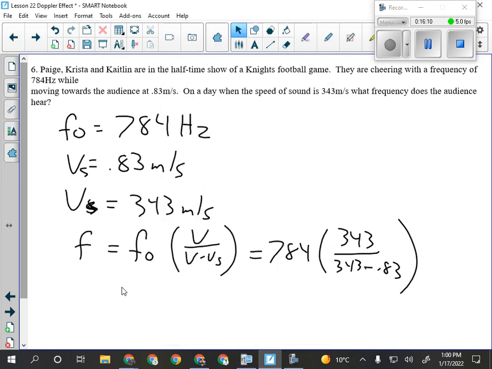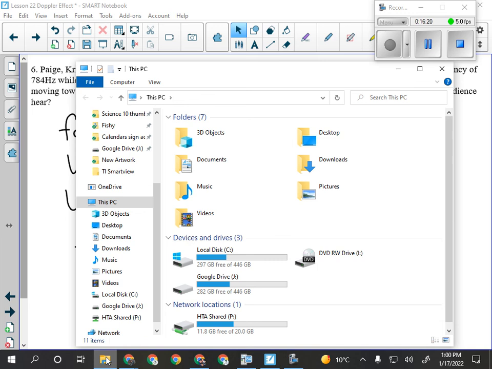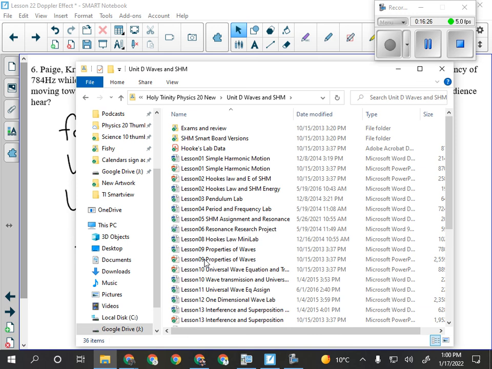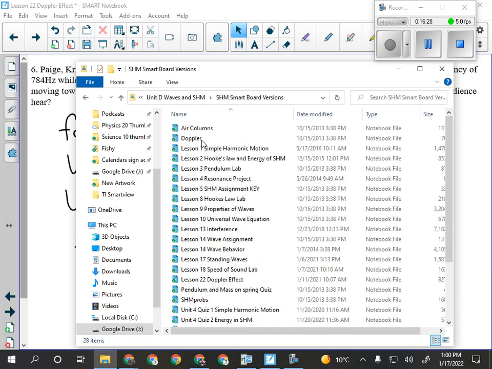Okay. All right, any other questions on the Doppler effect stuff? Okay, so let's talk about your unit exam here. So you might want to take out a sheet here to write a couple of things down.